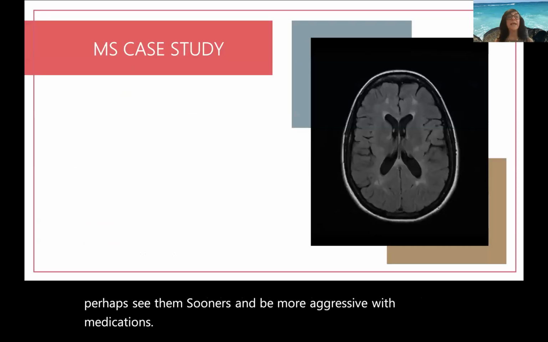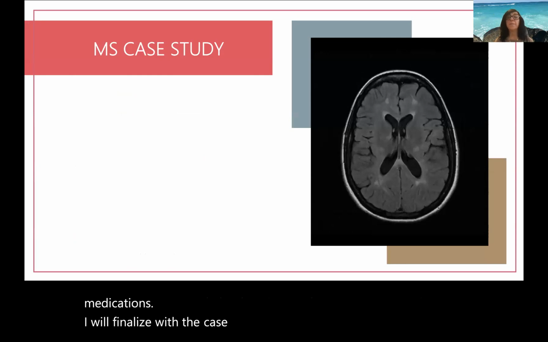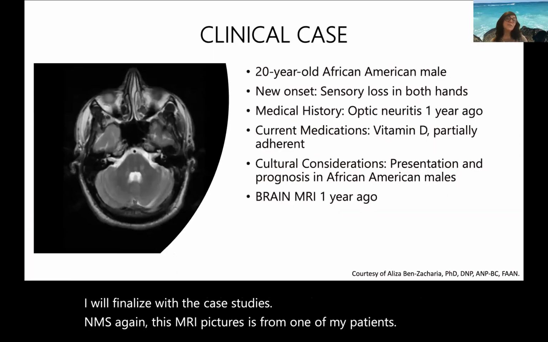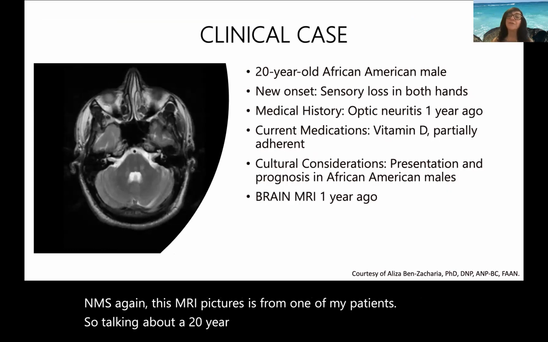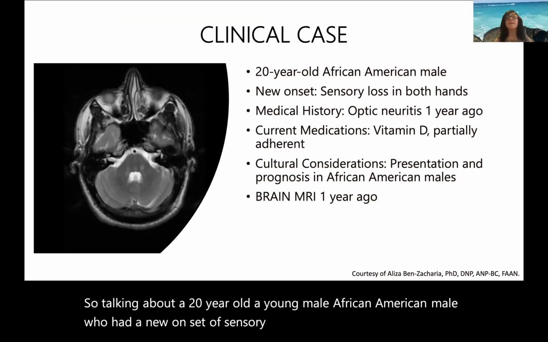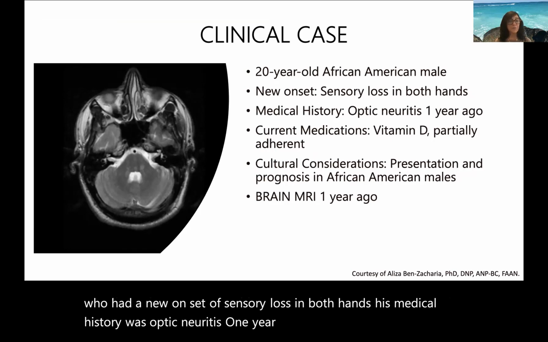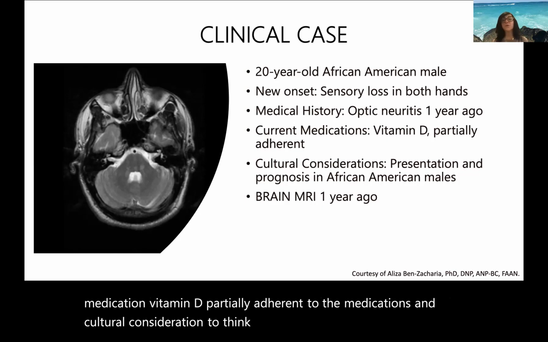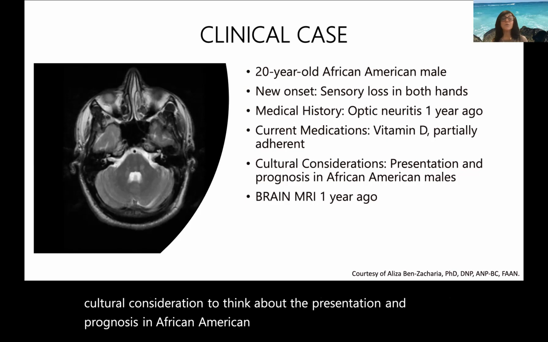I will finalize with the case studies in MS. Again, this MRI picture is from one of my patients. So, a 20-year-old young African-American male who had a new onset of sensory loss in both hands. His medical history was optic neuritis 1 year ago, from which he recovered well. Current medication is vitamin D, partially adherent to the medications, and a cultural consideration to think about is the presentation and prognosis in African-American males, which I talked about earlier.